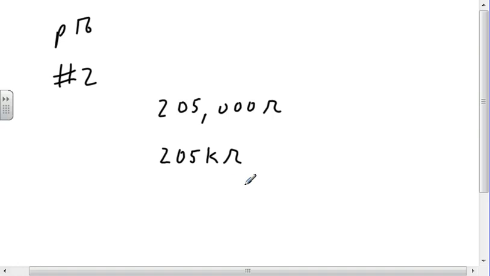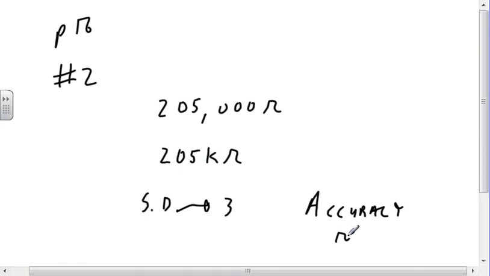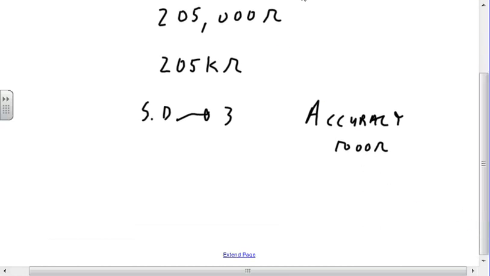Okay, so the number of significant digits is 3, and the accuracy is going to be down to 1,000 ohms. Or, if you'd rather, you could call the accuracy as being 1 kilo ohm. You could do that too. You have to have a better pen than mine, though.